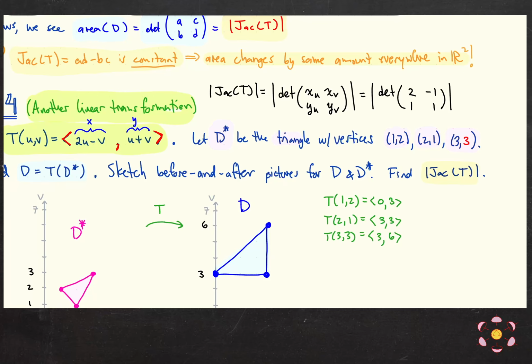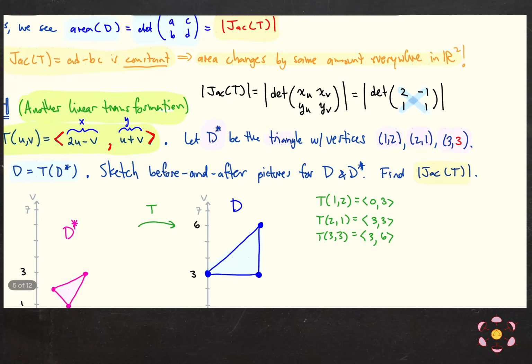Now let's take the determinant, keeping in mind we multiply the diagonal and subtract the product of the off diagonal. So what do we get here? Absolute value of 2 times 1 minus a -1, so that is 3.